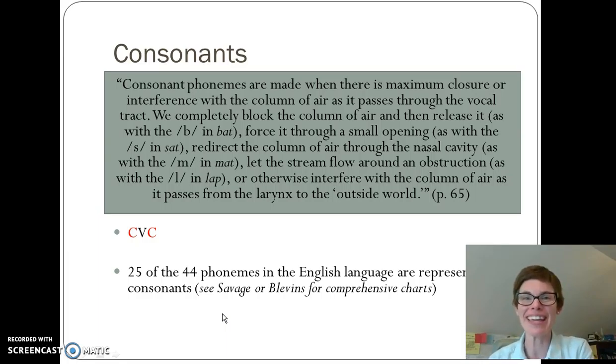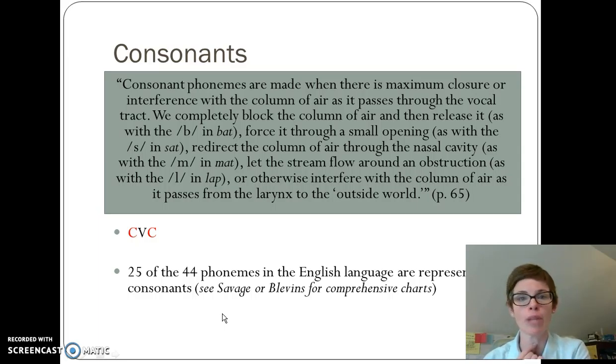Consonants. This is a big, long definition of consonants, but it's important to start as we begin to think about what we're saying a consonant actually is. We all know the names of consonants, but what does that mean? Why are those letters consonants versus being called vowels? So here's our big, long definition. Consonant phonemes, or consonant sounds, are made when there is maximum closure or interference with the column of air as it passes through the vocal tract.